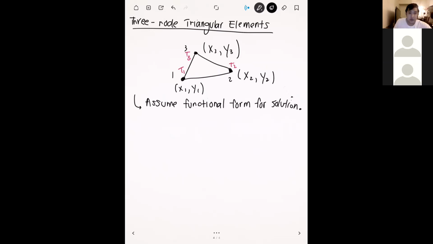And so, what this functional form basically will allow us to do is interpolate the solution across the element. And so another name for this functional form is the interpolation function. And since we have 3 nodes in this system, 3 nodes means 3 nodal solution values. And so what this means is that our interpolation function can have 3 unknowns.